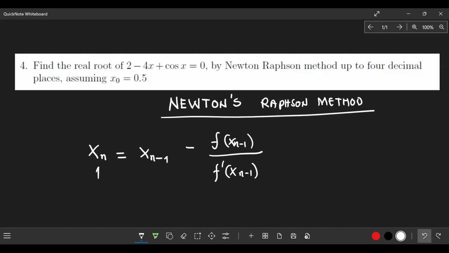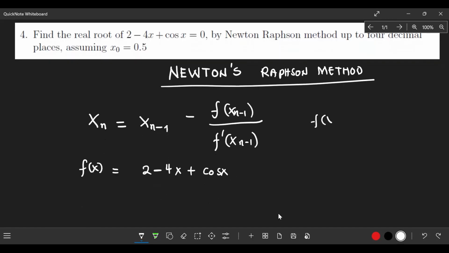So in our case, what is our function given? The function given is this one here: f of x is equal to 2 minus 4x plus cosine x. Of course, you need to make sure that this method works. F prime at x n minus 1 shouldn't be equal to 0. This condition is very important, right? The derivative of the function must not be equal to 0. If you notice, this is in the denominator, so whenever you have a function in the denominator, make sure that function is not equal to 0.